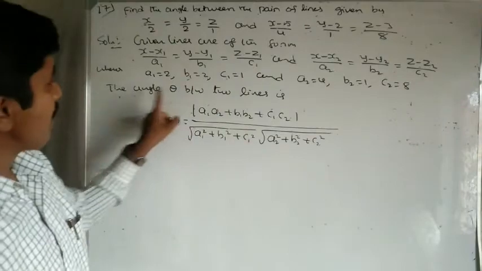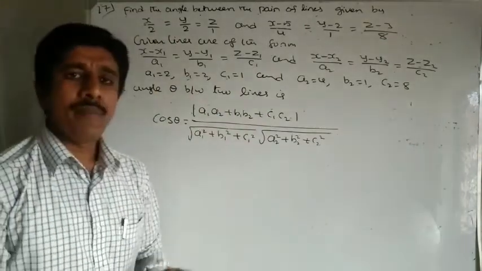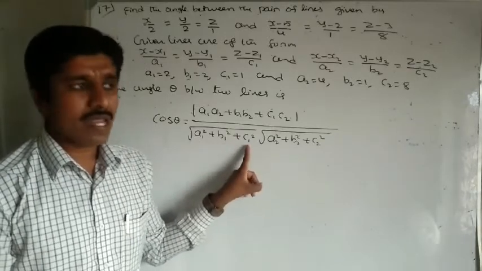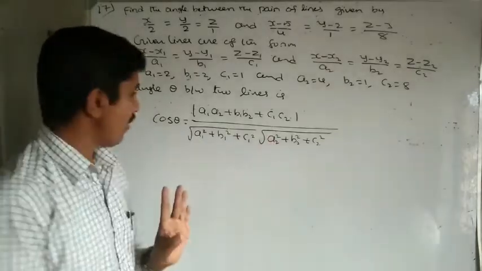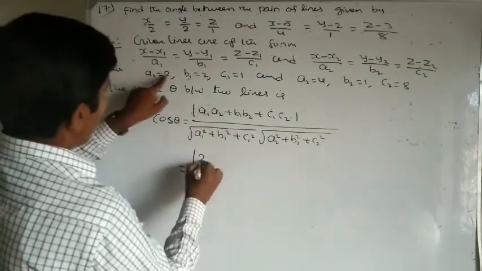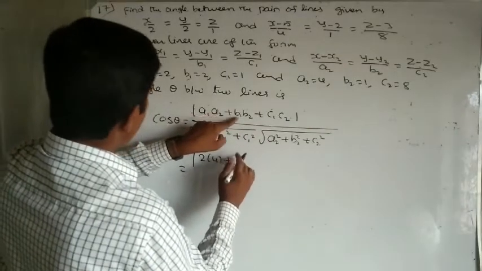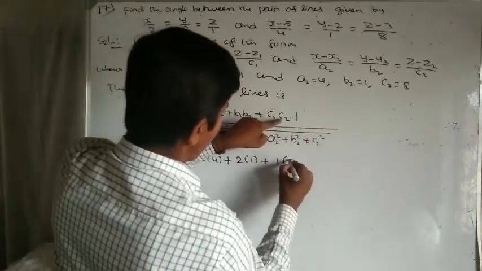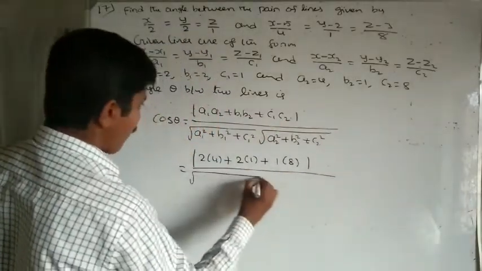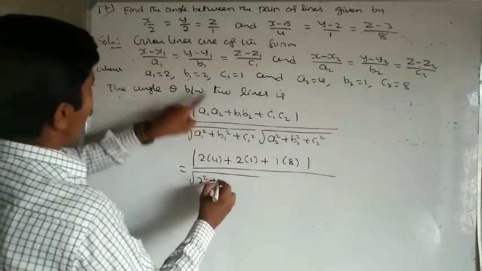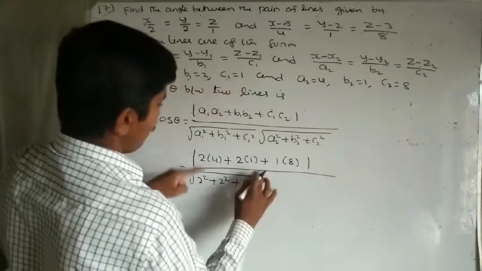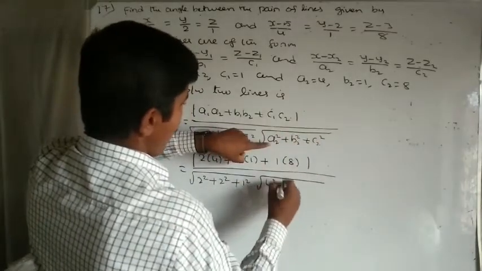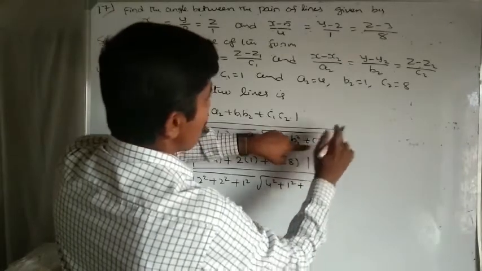Got it. The angle theta between two lines is given by the same formula, cos theta equals modulus of a1 a2 plus b1 b2 plus c1 c2 divided by square root of a1 square plus b1 square plus c1 square, into square root of a2 square plus b2 square plus c2 square. a1 into a2, a1 equal to 2, a2 value 4, plus b1 into b2, b1 equal to 2, b2 value 1, plus c1 equal to 1, c2 value 8, divided by root of a1 equal to 2 square, b1 equal to 2 square, c1 equal to 1 square, into root of a2 equal to 4 square plus b2 equal to 1 square plus c2 equal to 8 square.